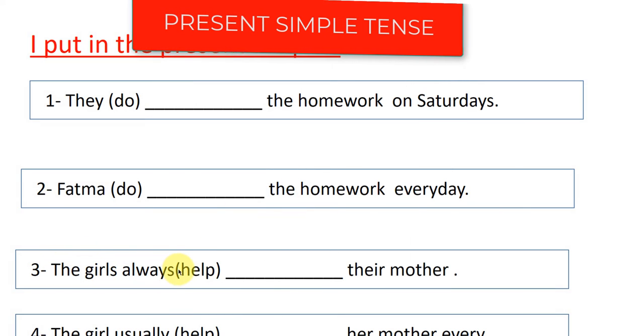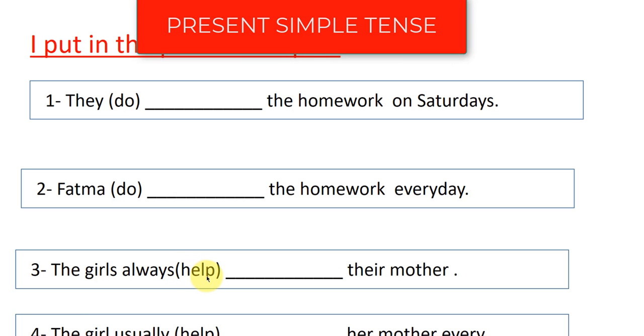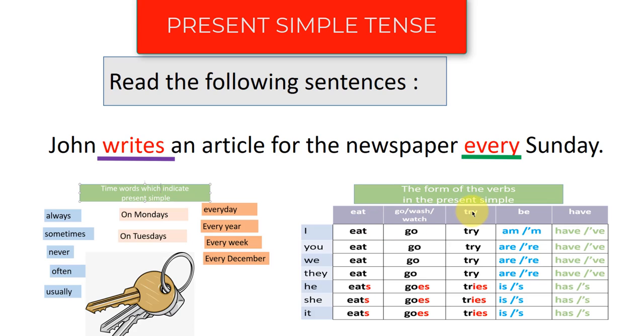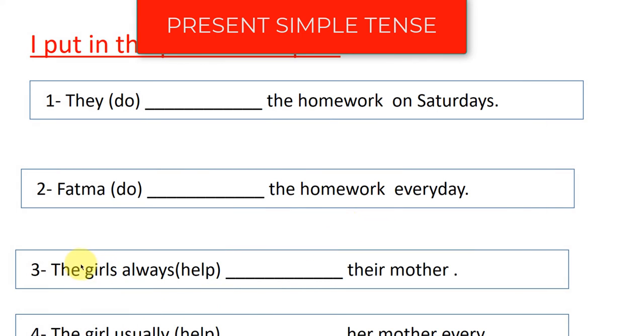Yes, the girls always, the verb is help. So it's conjugated like which verb? Is it conjugated like eat or go or try? No, teacher, it is conjugated like eat. And here we have the girls always. The girls, what is the pronoun of the girls? It's they. We go back to they. Sorry, it's not this. Yes, yes. We go back to they. Just 1 minute.